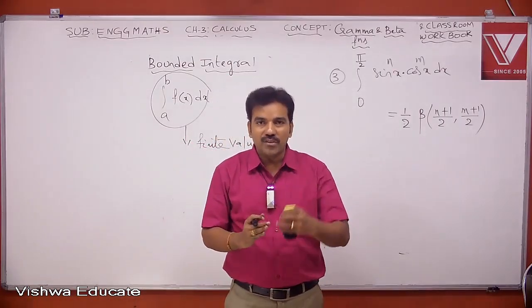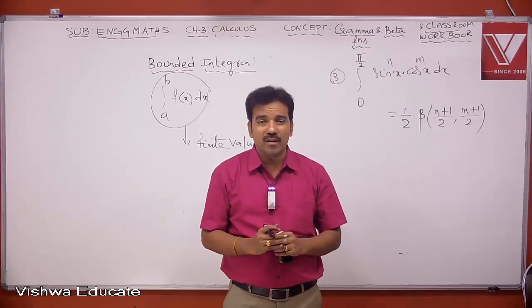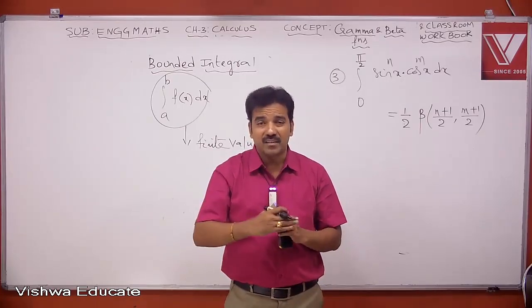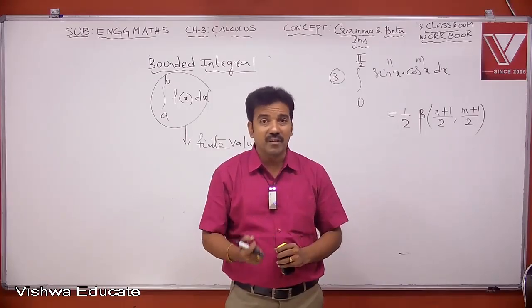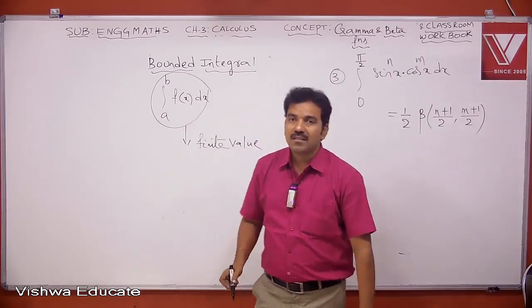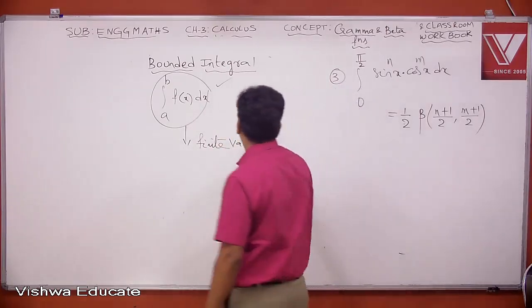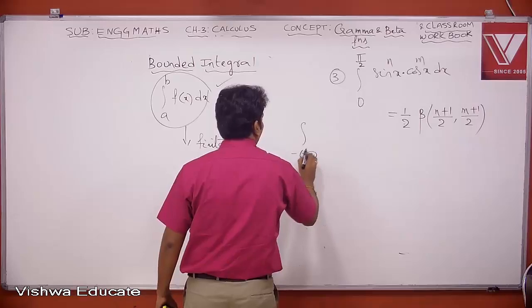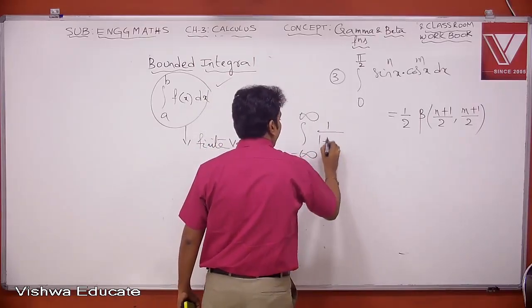Bounded means we have some specific region, it has some boundaries. So whenever an integral a to b f of x dx gives some finite value, then such integrals are called bounded integrals. Say for example, if I have an integral like this, integral minus infinity to plus infinity 1 by 1 plus x square dx.